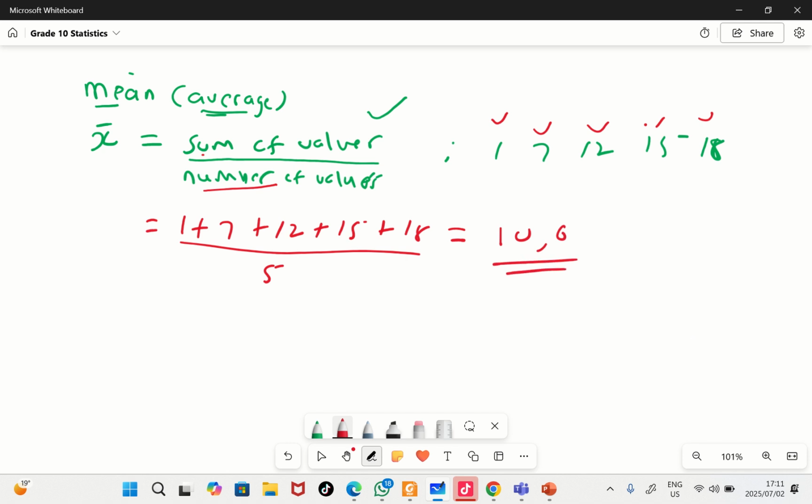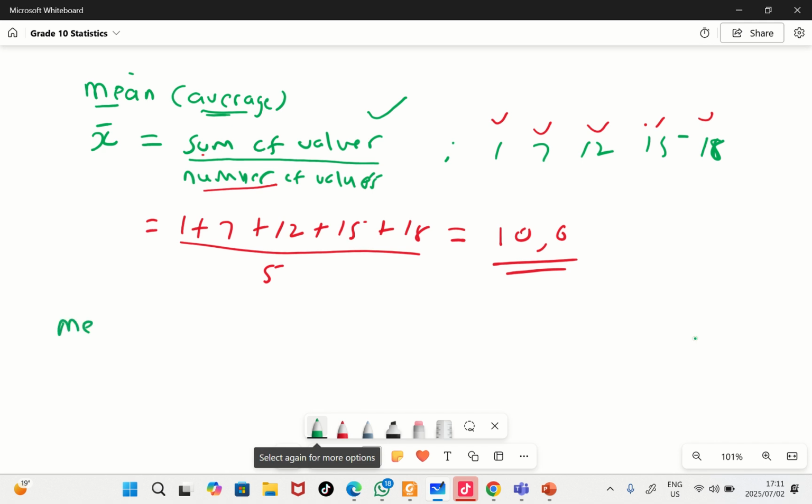Do you guys get an answer of 10.6? Please confirm if you get the answer of 10.6. Proper stuff. So that's the mean or the average of a data set.